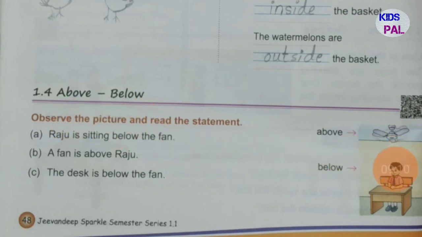See here. The fan is above and this boy is sitting below. Below the fan he is sitting and the fan is above the boy. Above means top, below means bottom.